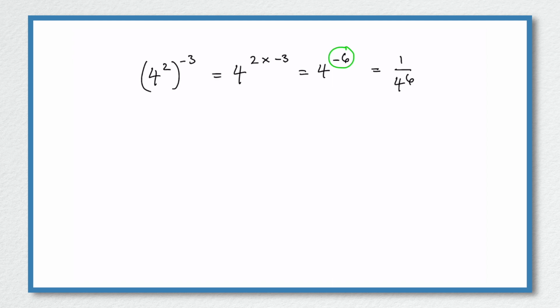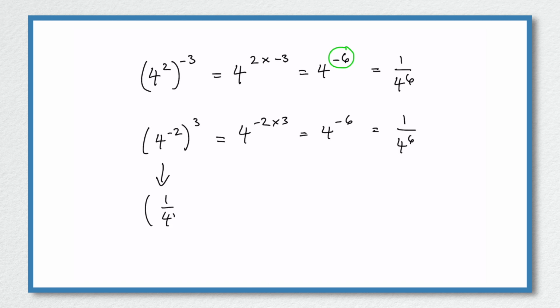And let's look at this in different ways. If I had 4 to the power of minus 2 all to the power of 3, again you end up with 4 to the power of minus 2 multiplied by 3, which is still equal to 4 to the power of minus 6, which is again equal to 1 over 4 to the power of 6. And you can play around with this as much as you want. So for example, you can think of it like 1 over 4 squared, or 4 to the power of 2 multiplied by 3, which is the same as 1 over 4 to the power of 2 multiplied by 3, which is equal to 1 over 4 to the power of 6.